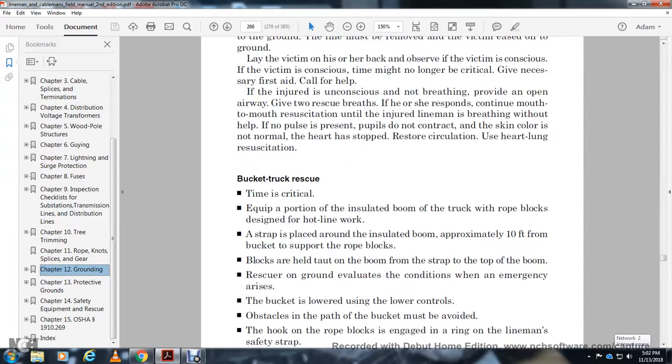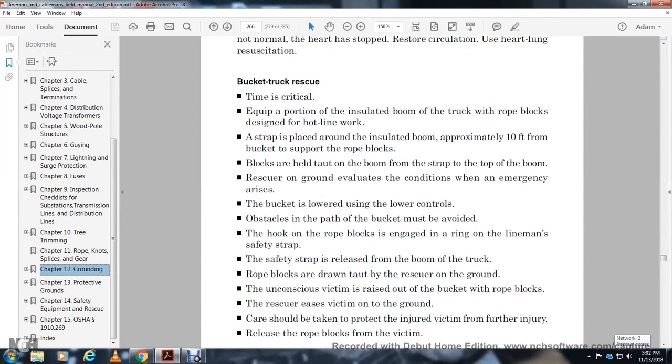Bucket truck rescue: time is critical. Position the insulated boom with the rope blocks. The hot line straps are placed on the insulated boom approximately 10 feet down. If the bucket is supported with the rope blocks, the blocks are held up with the boom, with the straps at the top of the bucket. Boom rescue with the ground. Evaluate the condition of the emergency.